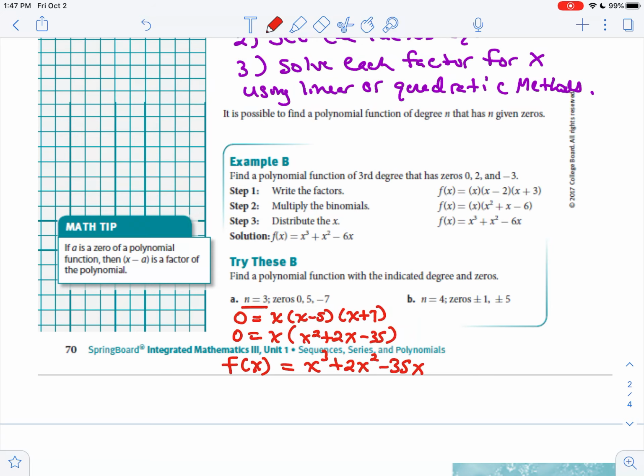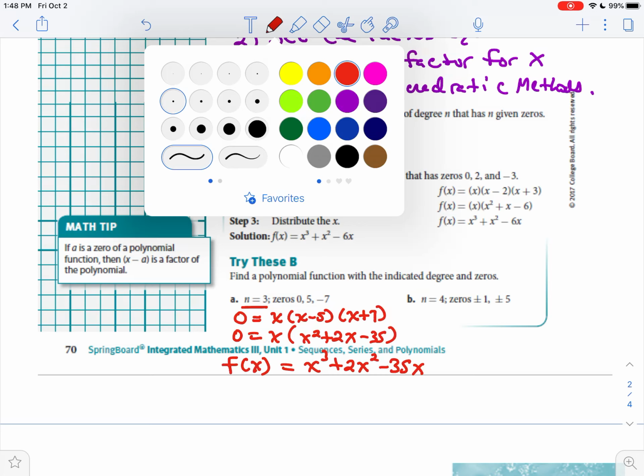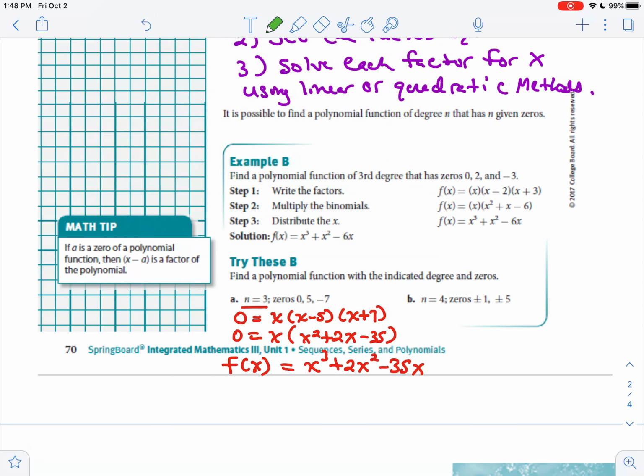Now part B actually has 4 zeros, okay, but it's not too bad because you'll see when we multiply, if our zeros are +1 and -1, that makes our factors x minus 1 and x plus 1. And then, of course, the same with plus or minus 5. One of them had to come from x minus 5, and one had to come from x plus 5.